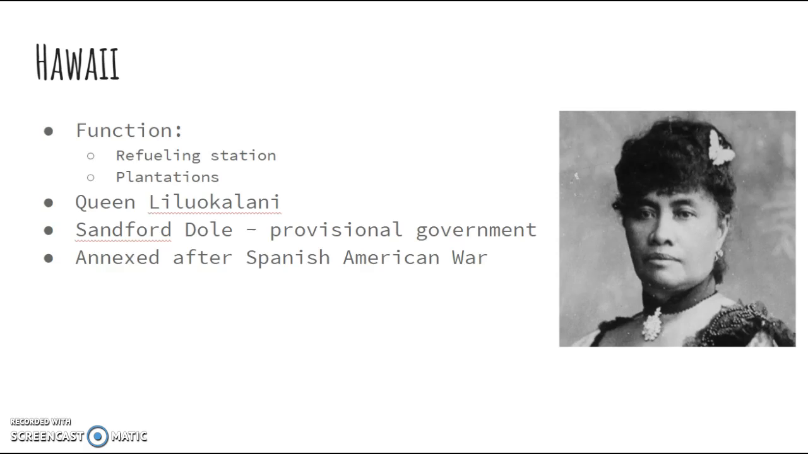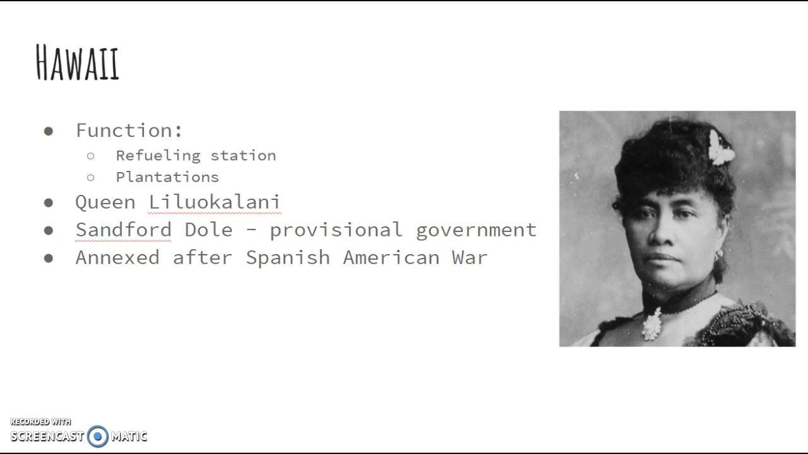A local lawyer, Sanford B. Dole, set up and led a provisional government that tried to get the U.S. to annex Hawaii as a territory. Initially, President Cleveland refused to annex Hawaii because he thought the plantation owners' overthrow of the native queen was uncalled for. But after the outbreak of the Spanish-American War, Congress voted to annex Hawaii, most likely to continue using it as a fueling station.